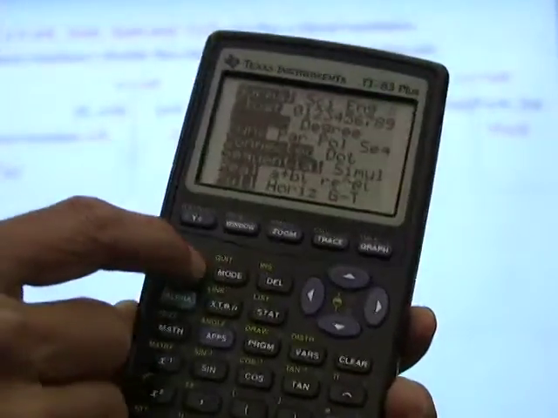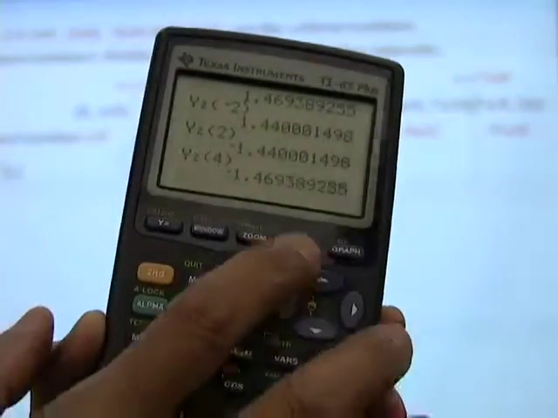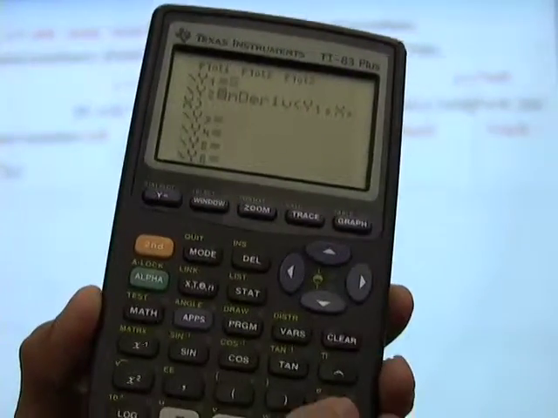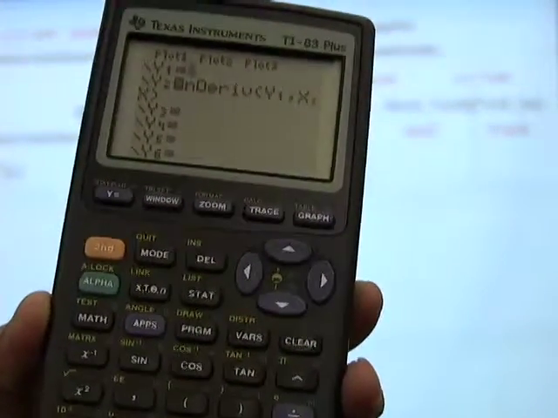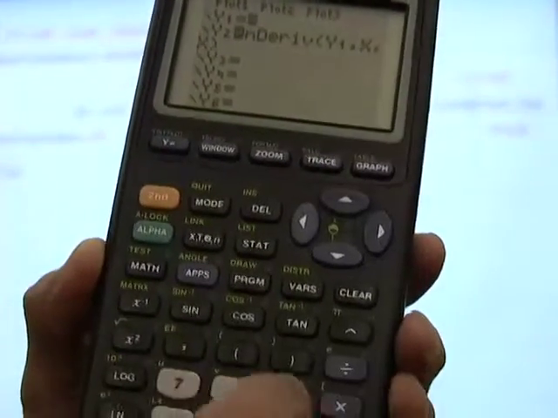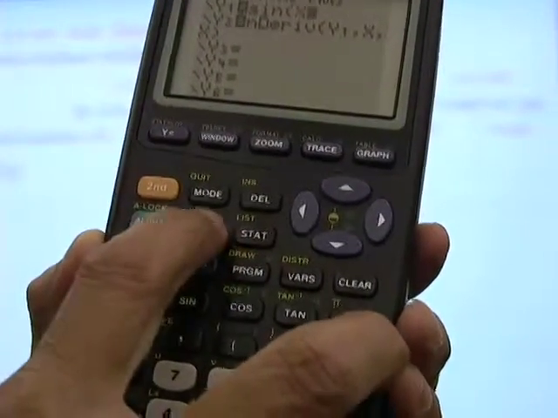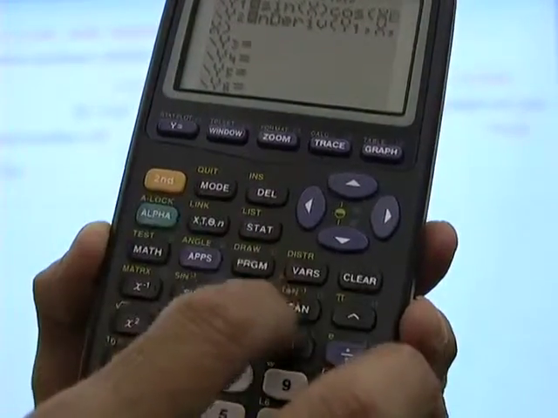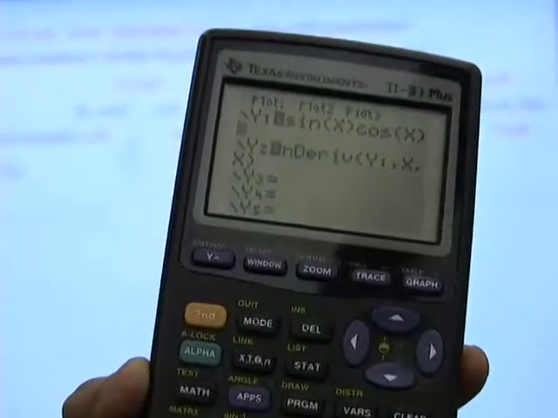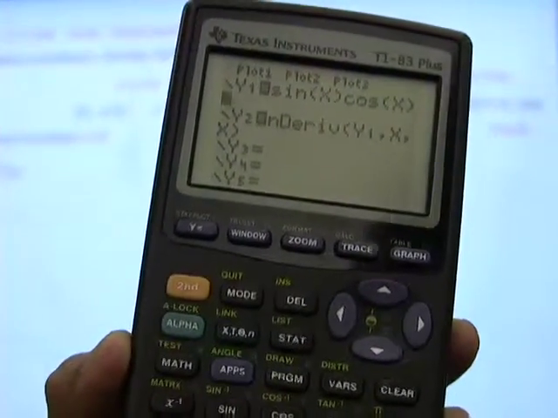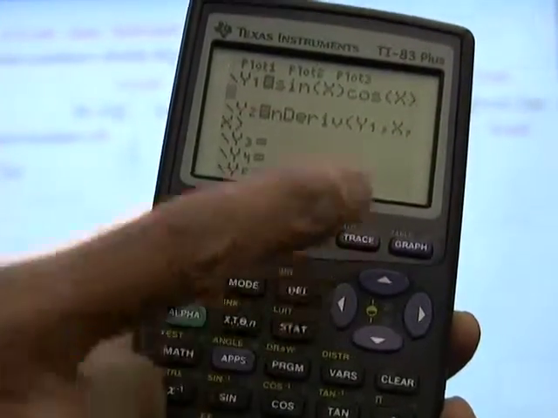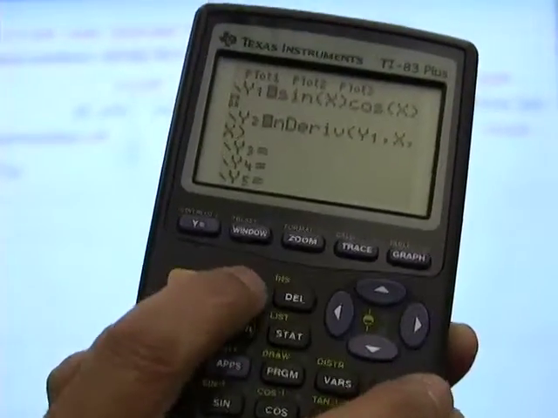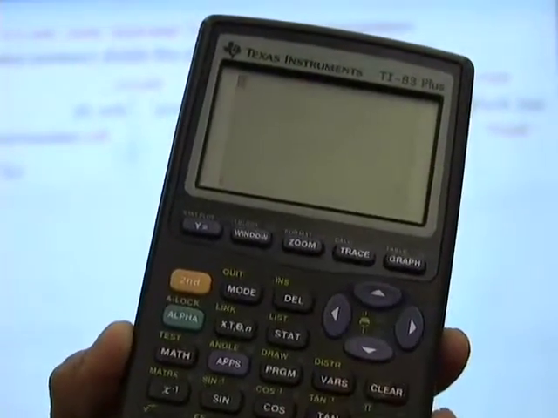And now quit that. All right, let's go to y equal to and write down the function. What's the function that we have? Sin x times cos x. Is that right? So we say sin x times cos x. That is our function. Y equal to sin x times cos x. That's our y1. y2 is the derivative of this function with respect to x. All right, let's quit this and clear the home screen.